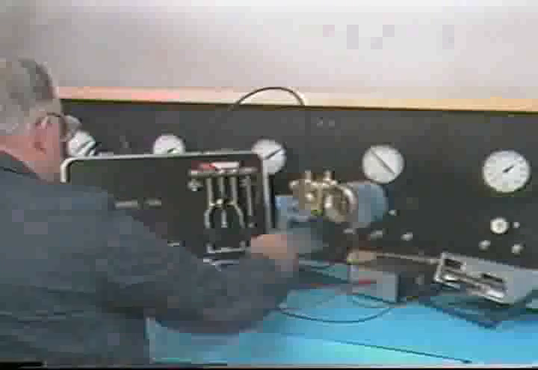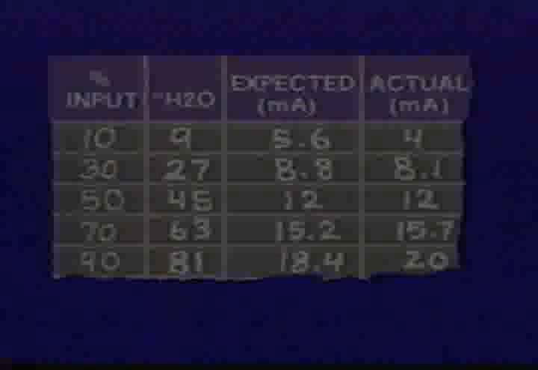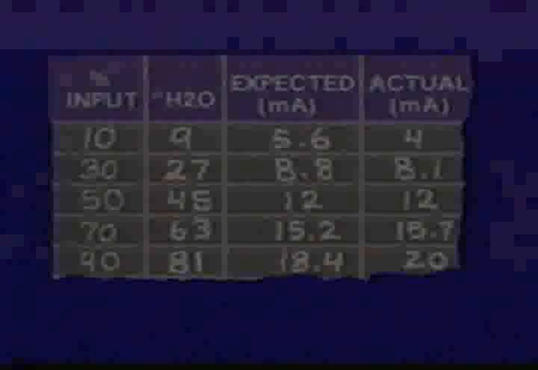Now, a 5-point upscale and downscale check can be performed. When this instrument is properly calibrated, the milliamp output will represent the same percentage of span as the input points. These readings represent the results of the 5-point check for this transmitter. The results of the calibration check show that this transmitter is not operating within specifications. Both a span error and a zero shift are indicated.